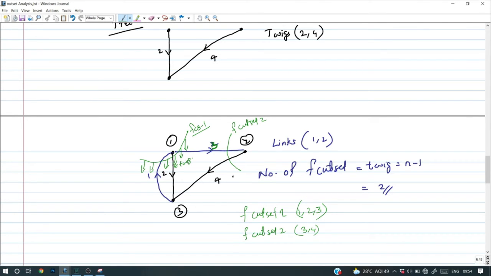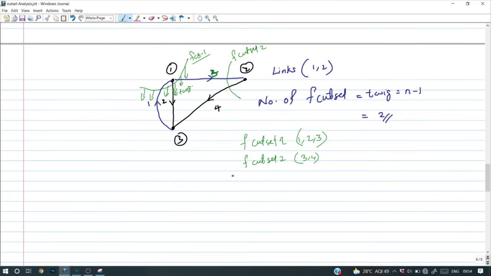So what is the next step? In order to build the F cut set matrix, we can directly build it in a symbolic way. So what are the rows? Rows of the cut set matrix are cut set 1 and cut set 2. What are the branches involved? 1, 2, 3 here, and 3 and 4. Then what is the column? Columns of this F cut set matrix are branches. Let's mark for simplicity 1, 2, 3 and 4.